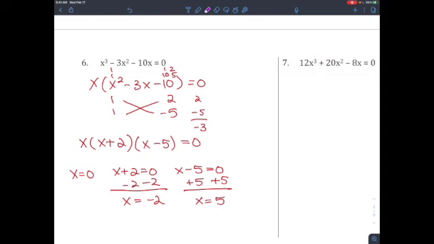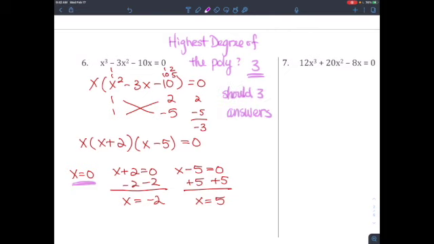So here's your hint. What is the largest, highest degree of the polynomial? The highest degree of the polynomial is 3. And you should have 3 answers. Right here, right here, right here. The highest degree tells you how many answers you're going to have.